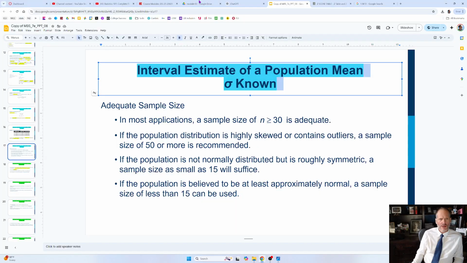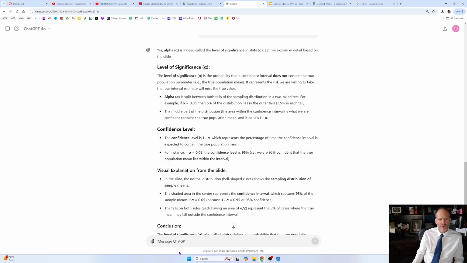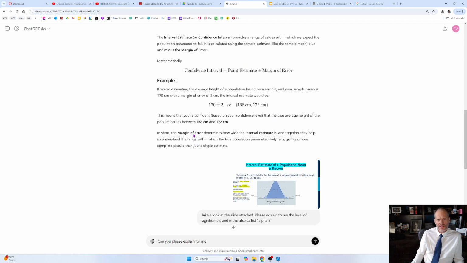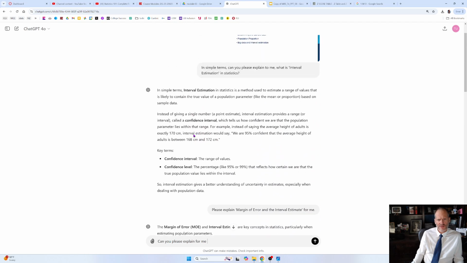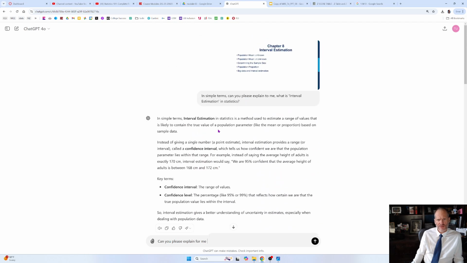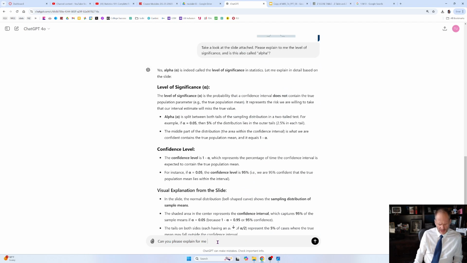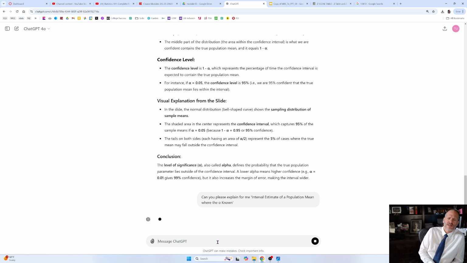Cool. So now we're going to do some more, and we're going to go to ChatGPT, and we're going to say, we got level of significance, confidence level, visual explanation from the slide. Can you please explain for me? And we'll see if we already went through this, because margin of error, interval estimate. Please explain what is an interval estimate. Please explain margin of error and the interval estimate. Please explain for me, and we'll see what this is. Interval estimate of a population mean where the standard deviation of the population is known. So we're going to ask for an explanation of that and see how it explains it.